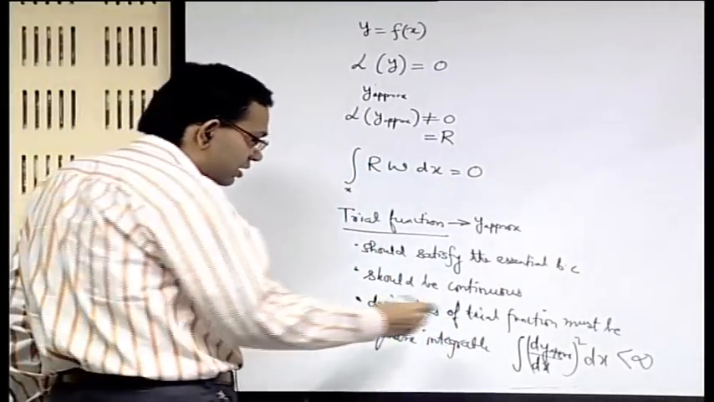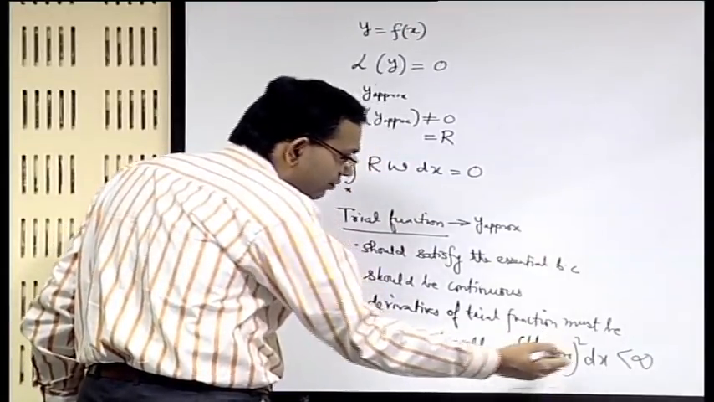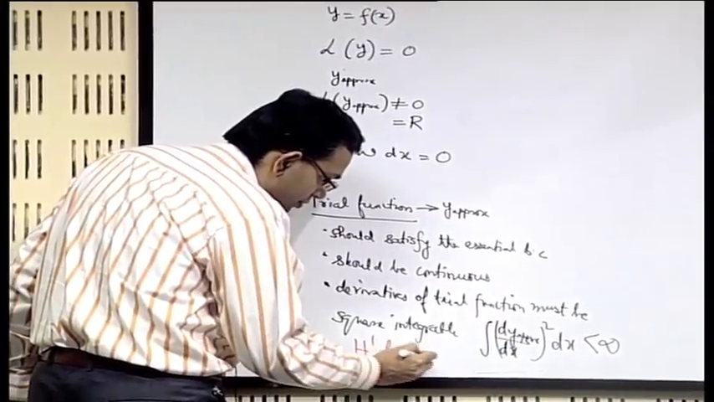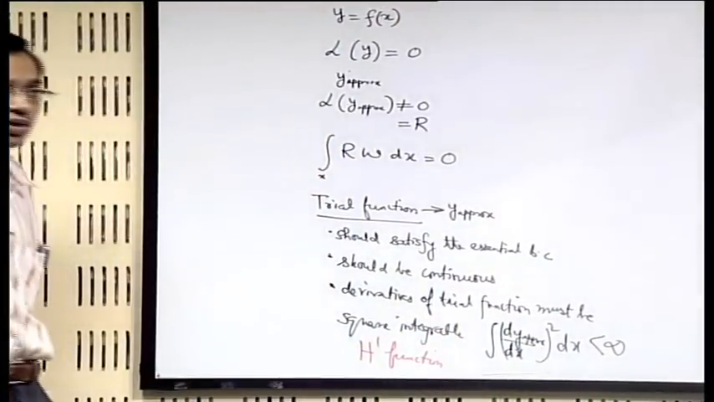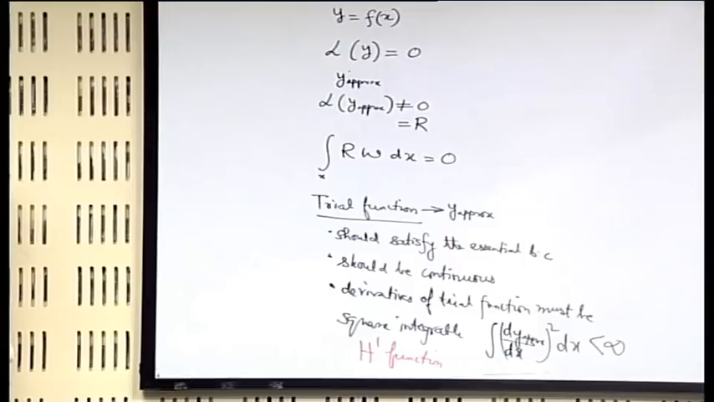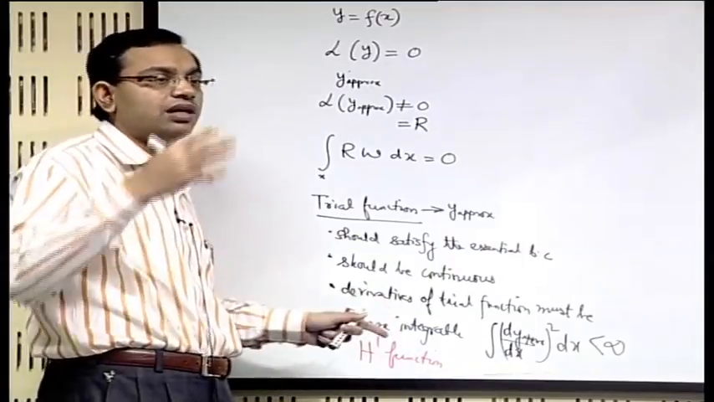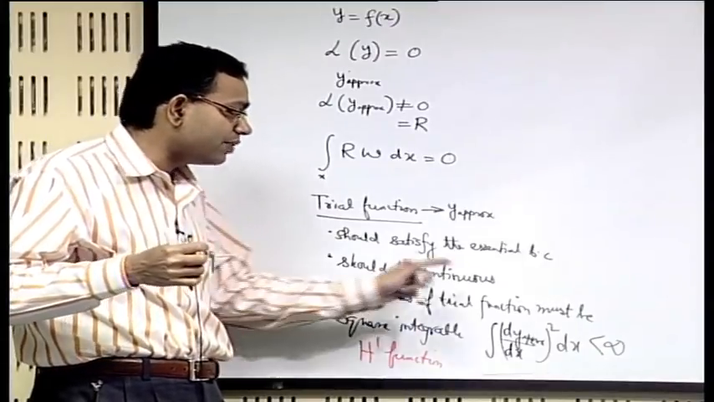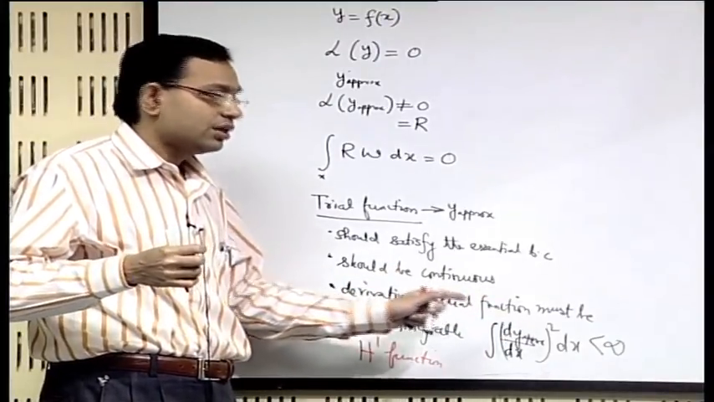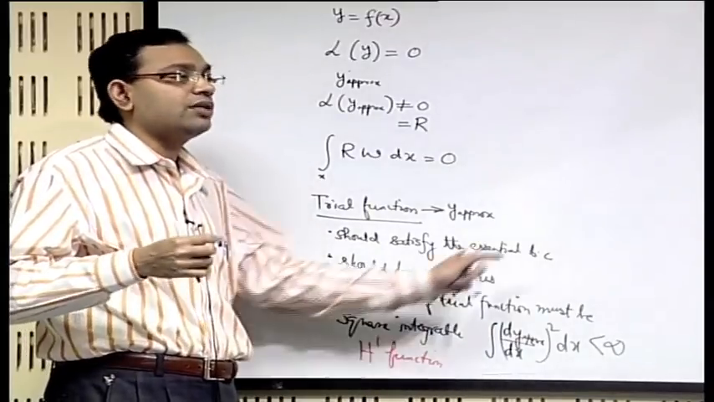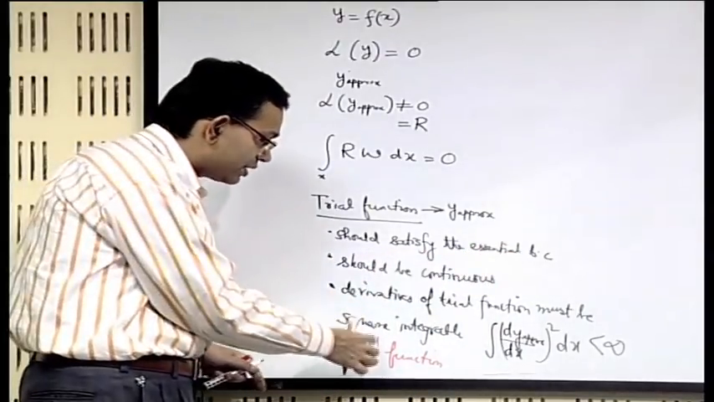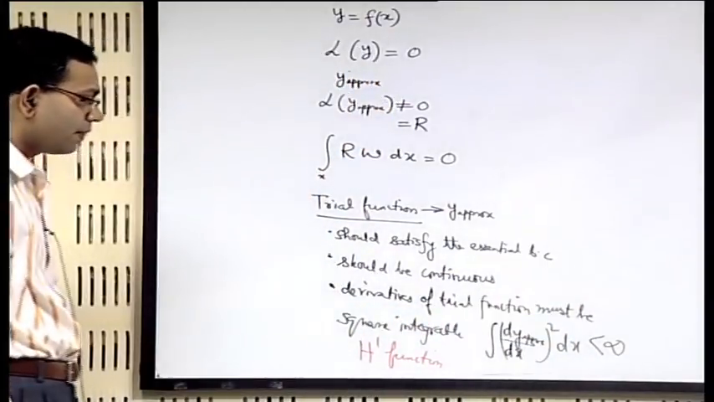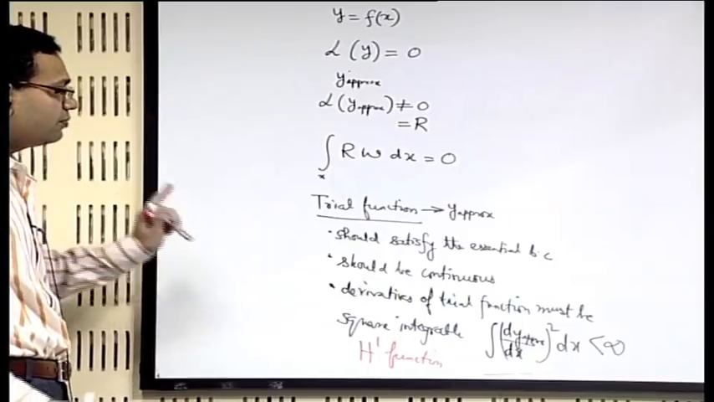Now, this type of function, where the first order derivative is square integrable, we call an H1 function in functional space. So, there could be several types of functions like H1 function, H2 function, like that. An H1 function in a functional space is such that its first derivative is square integrable. If it is an H2 function, then its second derivative has to be square integrable, like that. So, this superscript stands for the order of the derivative which is square integrable. Now, this is the trial function requirement.